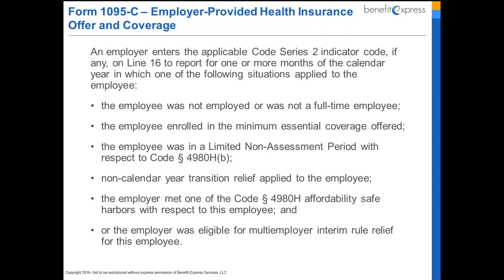Here are the different situations that are reported in line 16. Whether the employee was not employed or was not full-time, whether the employee was enrolled in minimum essential coverage offered, whether that employee was in a limited non-assessment period, which is a measurement period or a waiting period, whether the non-calendar year transition relief applies, and I'll mention that in the next few minutes, whether that employer met one of the safe harbor codes, and that only applies for those individuals that actually waive coverage. So those codes would only apply in that situation. Or whether the employer was eligible for multi-employer interim relief, and I'll mention what that is in the next few minutes.